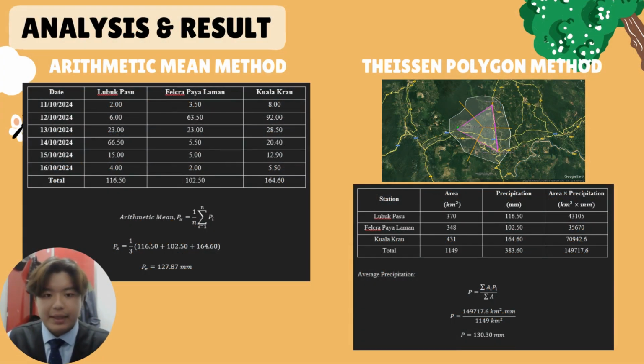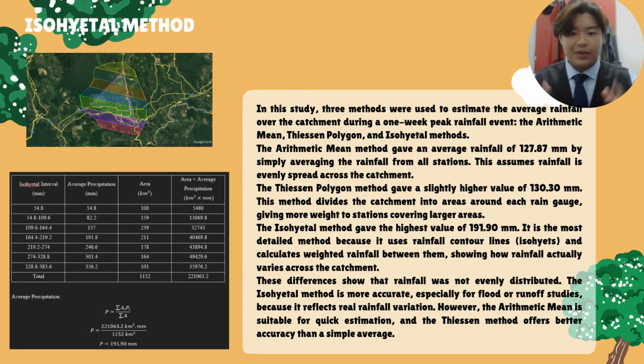We have used three methods to estimate the rainfall. The first one is arithmetic mean method, and the second one is Thiessen polygon method, and the third one, isohyetal method. The arithmetic mean method gave an average rainfall of 127.87 millimeter by simply averaging the rainfall from all stations. This assumed rainfall is evenly spread across the catchment. The Thiessen polygon method gave a slightly higher value of 130.30 millimeter. This method divides the catchment into areas around each rain gauge, giving more weight to stations covering largest area. And the isohyetal method gave the highest value, which is 191.90 millimeters.